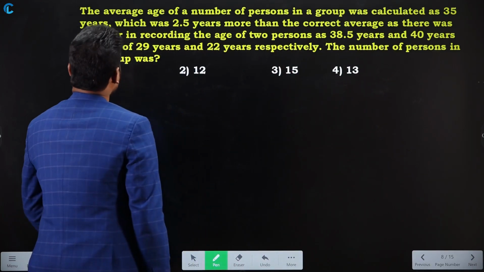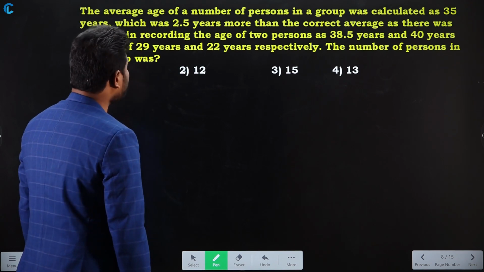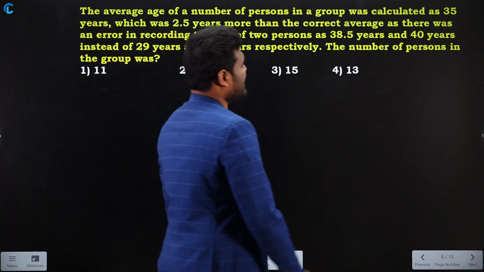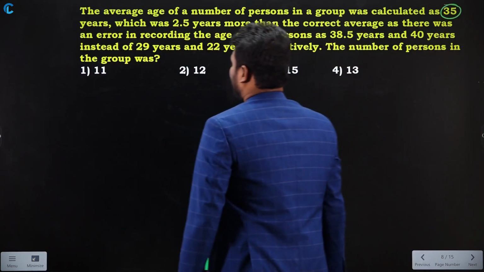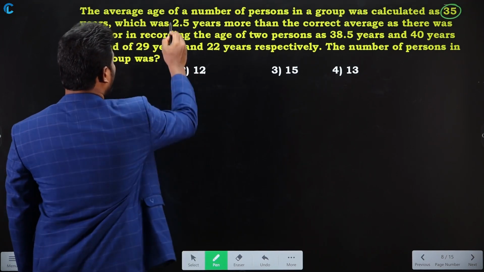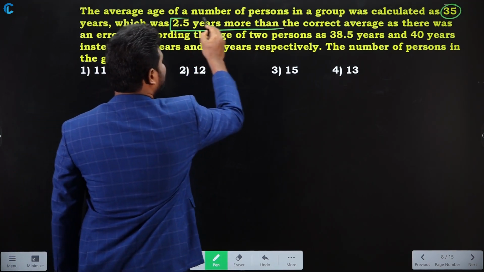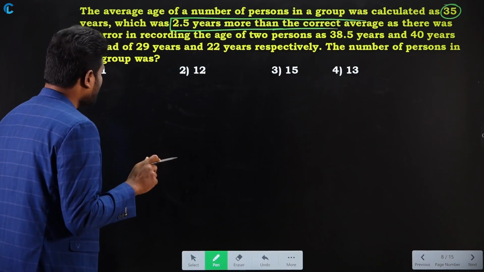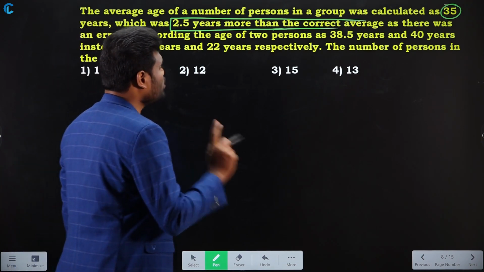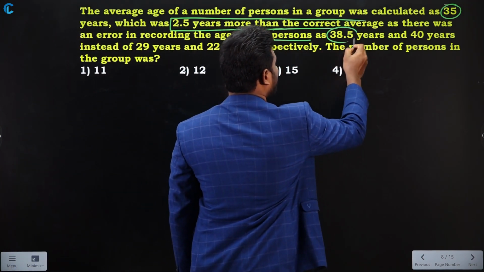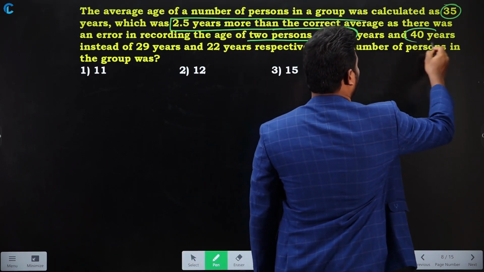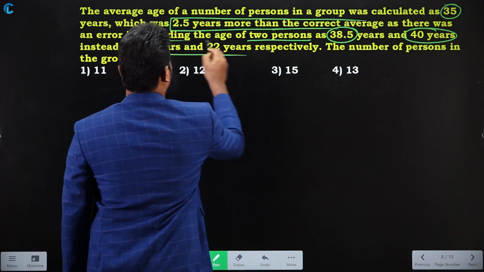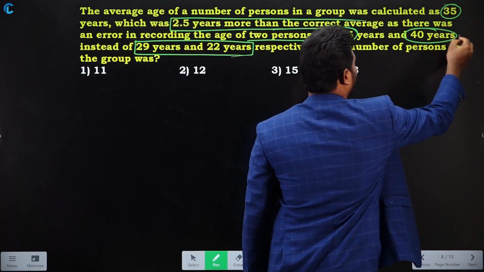Let us look at the next question. So what is the next question? The average age of a number of persons in a group was calculated as 35 years, which was 2.5 years more than the correct average, as there was an error in recording the age of two persons as 38.5 and 40 years instead of 29 years and 22 years, which means these are wrong averages.